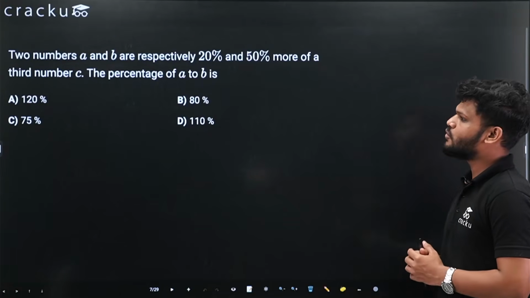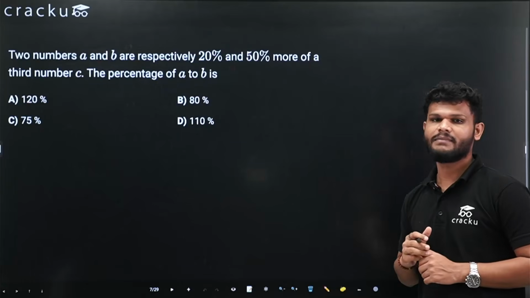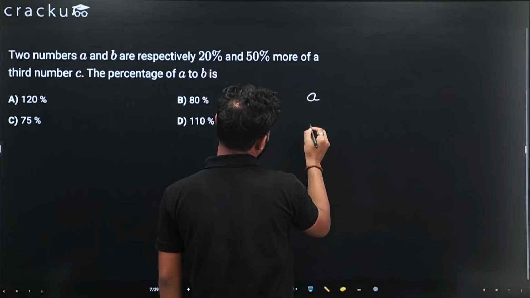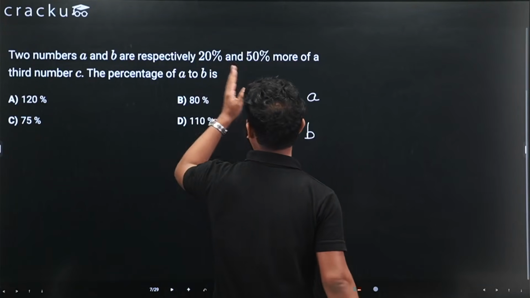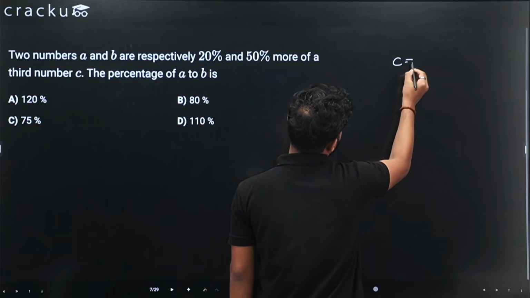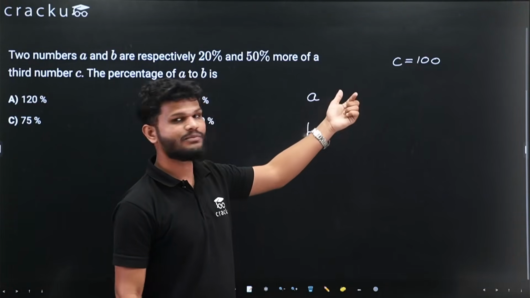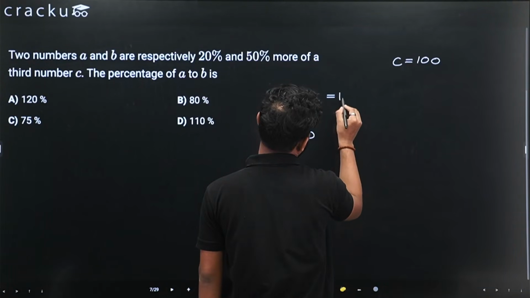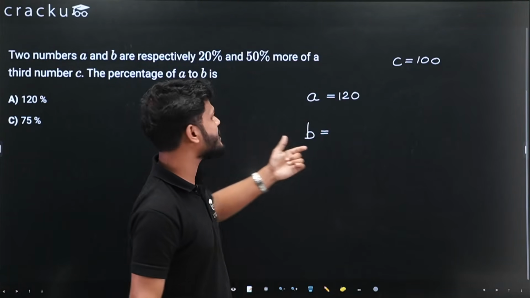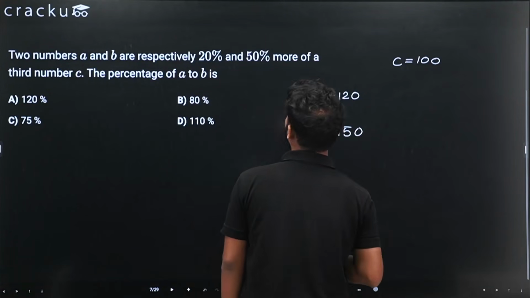In this question, we are asked two numbers A and B are respectively 20% and 50% more than a third number C. The percentage of A to B is what? So there are two numbers A and B, which are 20% and 50% more than the third number. We don't have the value of C, so let us assume it is 100. A is 20% more than C, so A will be 120. B is 50% more than C, and C is 100, so B will be 150.